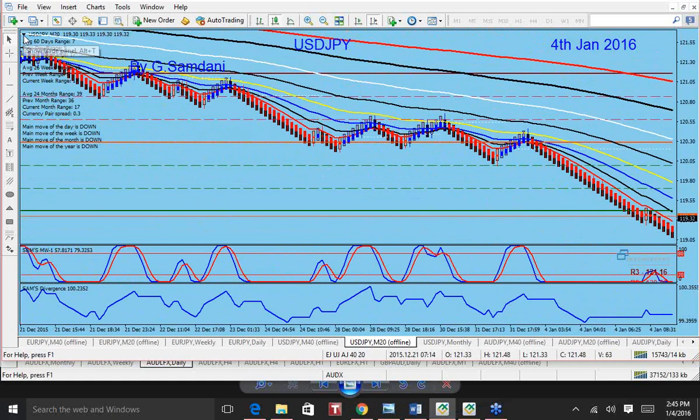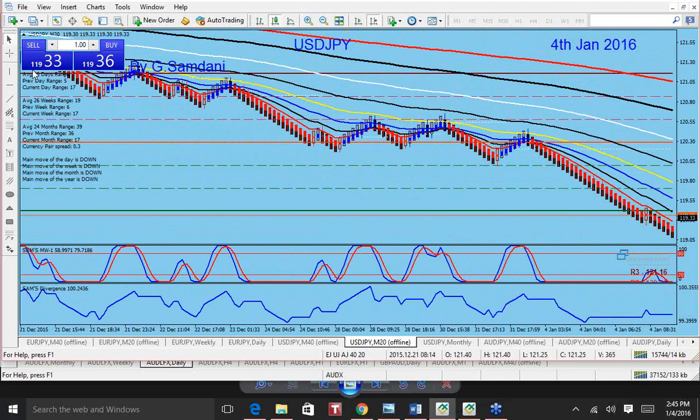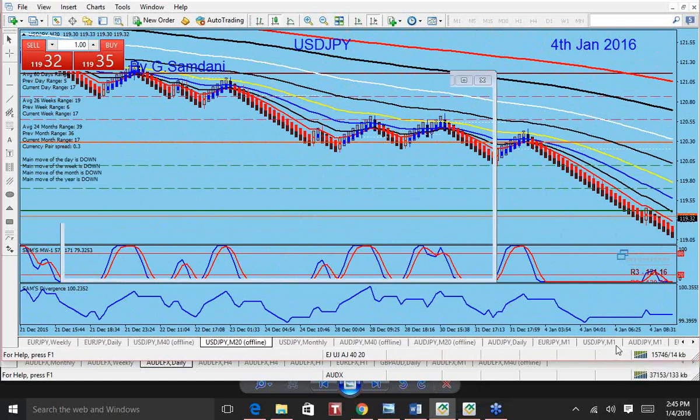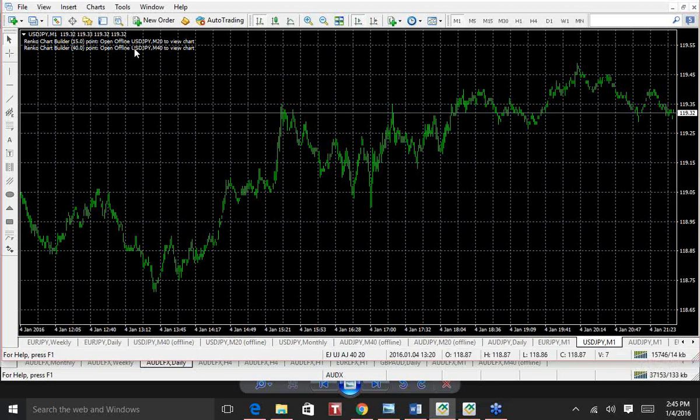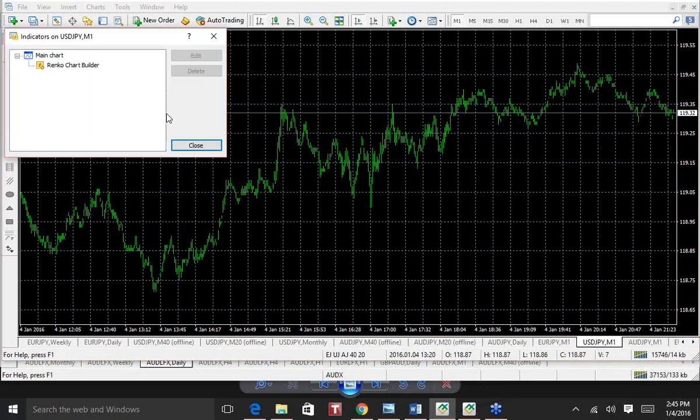And all of these charts are real time. You can see here 119, 33, 36 right now. You see 32, 35. They're running live. They're not static. Okay. And just to make sure that the charts and the candles are perfectly fine, all you have to do is, whenever you go and open it, again, I'm going to show you that, just go to the indicator, this, and then reload it.